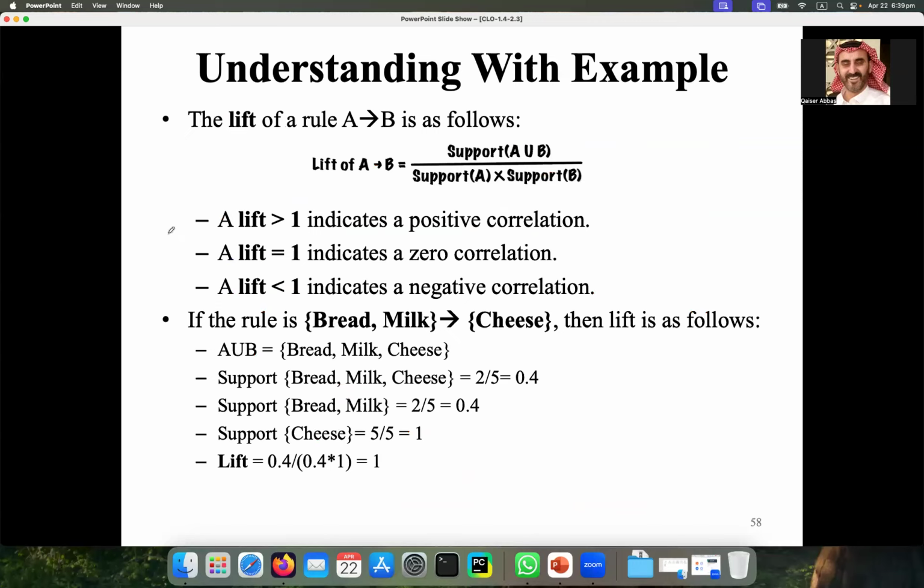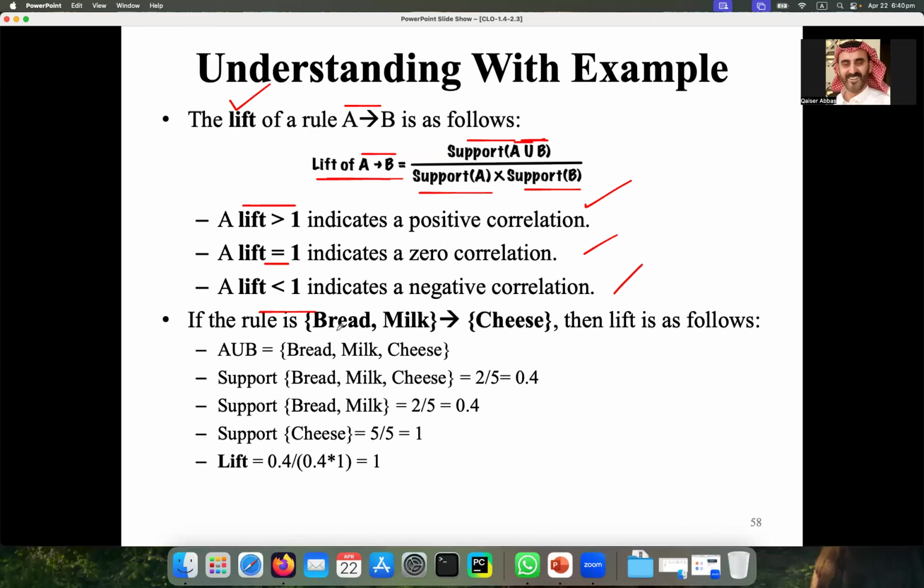Lift. If you have a rule, you can calculate the lift of that. What is the equation for the lift? If you have the rule A implies B, the lift of A and B would be support of A union B divided by support of A multiplied by support of B. You know what support is. Here you don't have the intersection, you have the union. When you calculate the value, if it is greater than 1, it means positive correlation. If it is equal to 1, it means zero correlation. If it is less than 1, it means negative correlation.